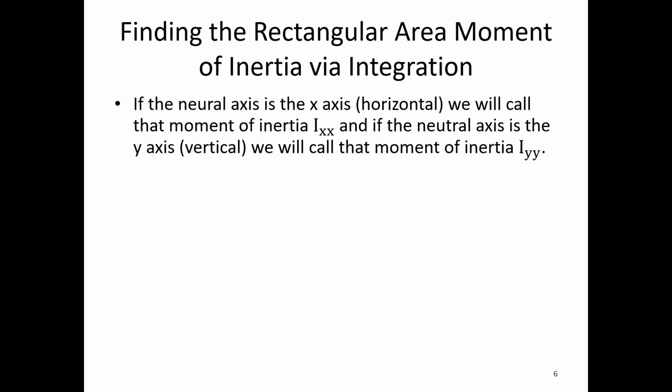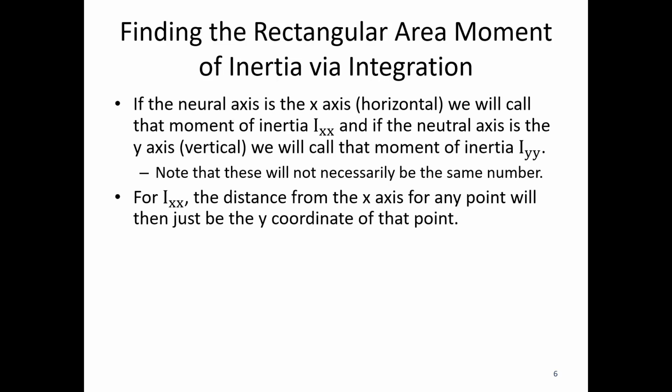All right, so if the neutral axis is the x-axis, we've got a horizontal axis. We're going to call that moment of inertia Ixx. If the neutral axis is the y-axis, we have a bending moment about the y-axis, we're going to call that Iyy. So these are not necessarily going to be the same number. Ixx and Iyy are going to be separate numbers. We're going to take moments of inertia about each axis, and they would be different from the other moments of inertia.